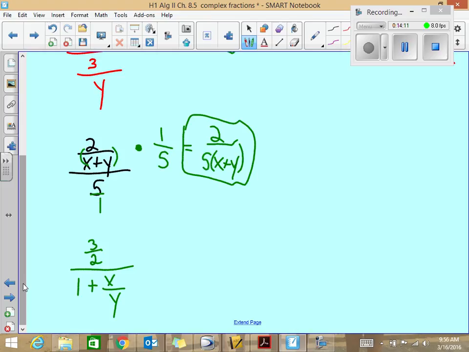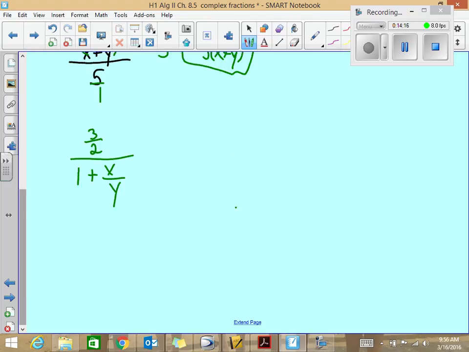Okay? All right. Now, when we look at the next one, the top's a fraction, right? But the bottom is not a fraction because it's 1 plus x over y. Everybody see that? All right. So we keep the top. We make the bottom a fraction. What is our common denominator going to be? Y.